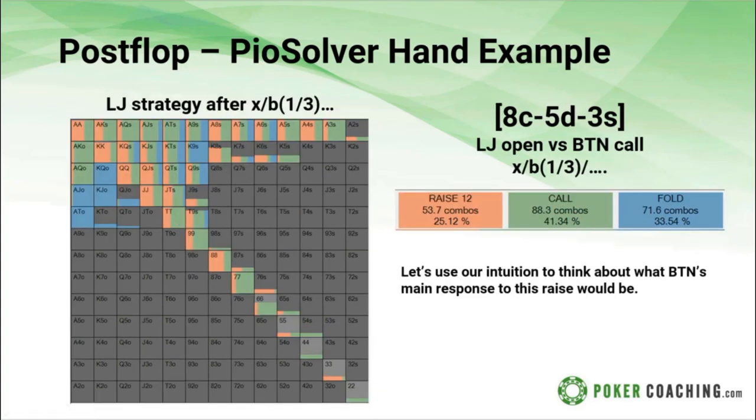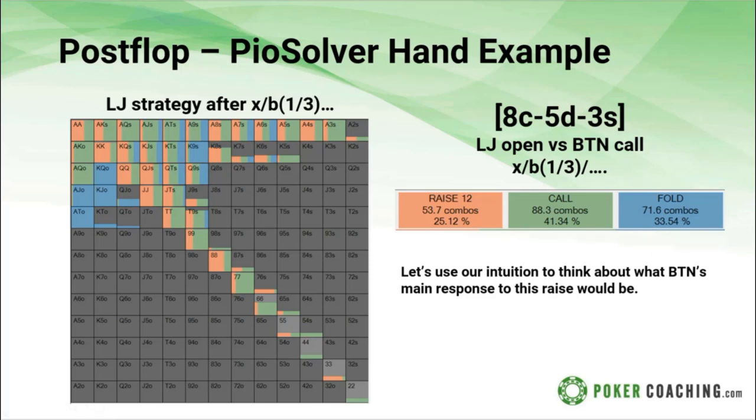So what we see here is a really important concept that's going to be used across tons of different board types, and that is that when we open from the low jack and we have a board that we don't have a range advantage on, we've all come to the first conclusion that we're going to check our entire range, right? And so because we're checking our entire range, then we get to develop a large check raising frequency because we still have nutted hands. And that's exactly what you see here. After low jack strategy, after a check, button bets one third, and this is the PioSolver response to that strategy. We're going to be raising 25%, calling 41, and folding about a third of our range.